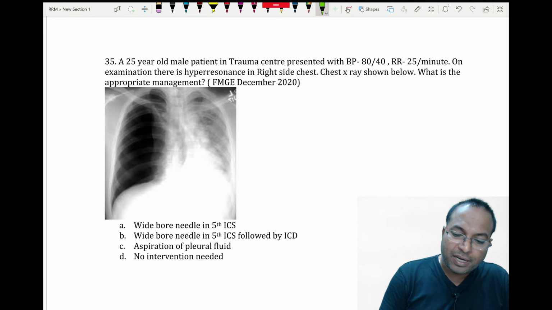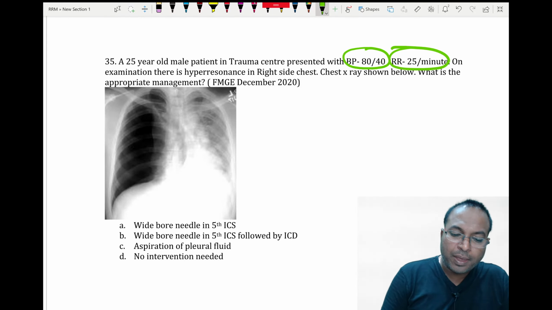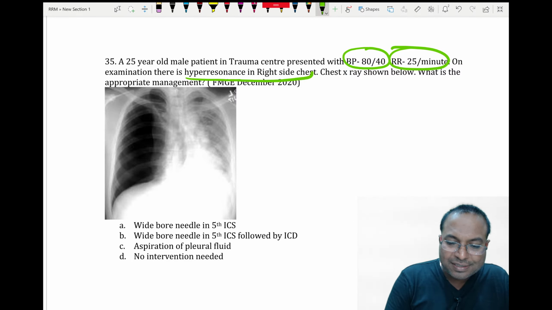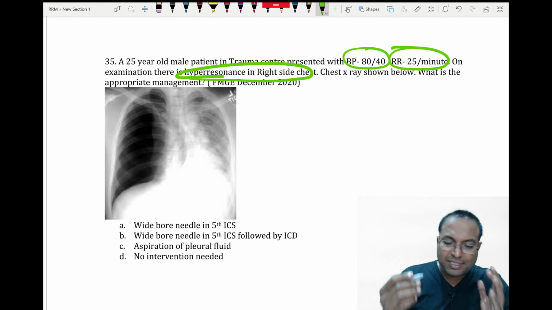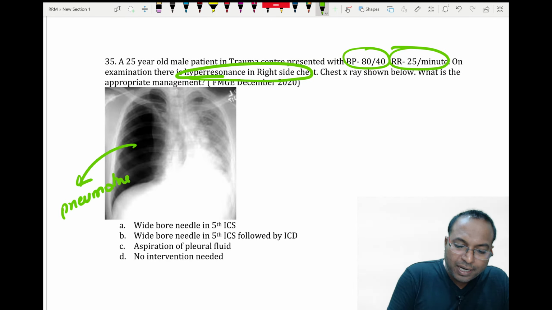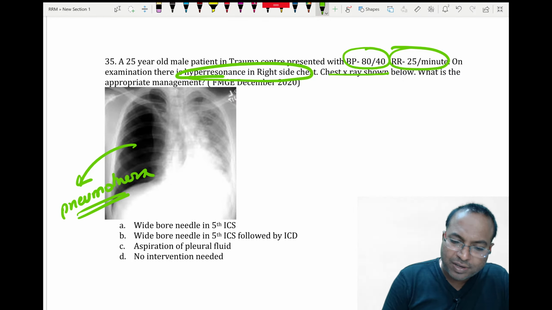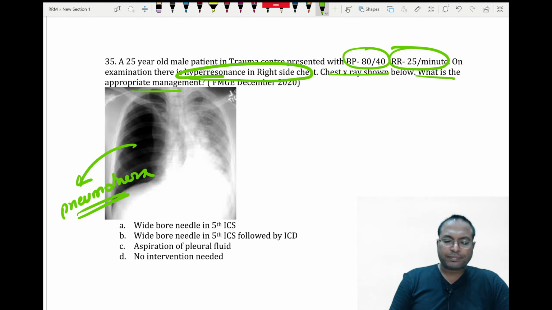A 25-year-old male patient, trauma center, presented with a BP 80/40, respiratory rate 25. On examination, there is hyperresonance. See the question again. Hyperresonance means it is pneumothorax. See how much fatigue I get answering these questions. So many times that question was asked. Chest X-ray was done. What is the appropriate treatment?